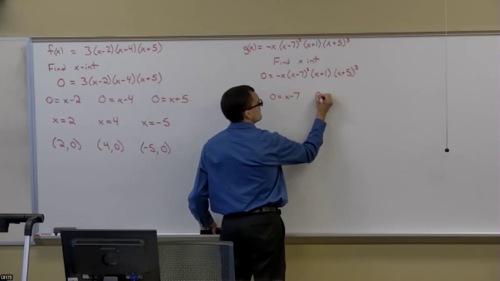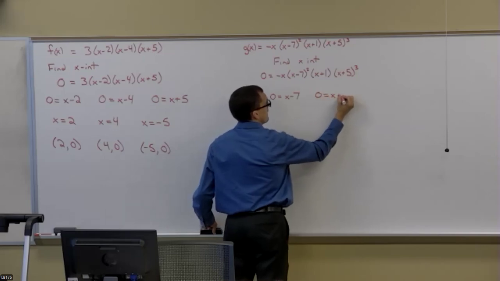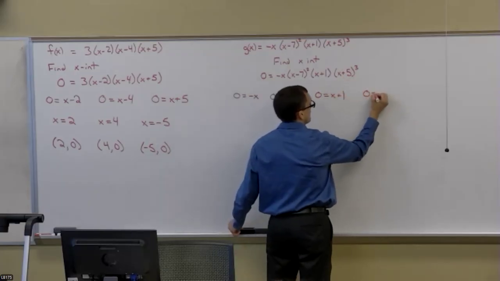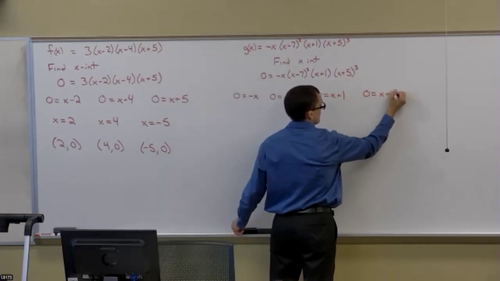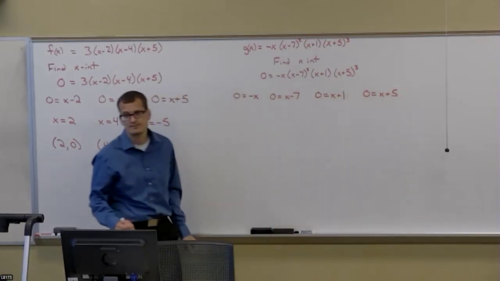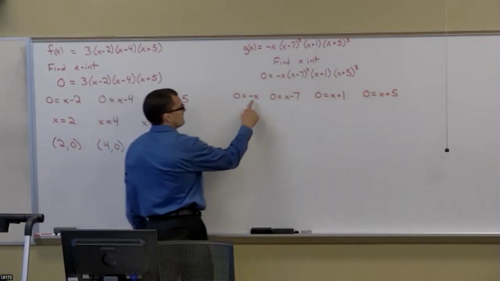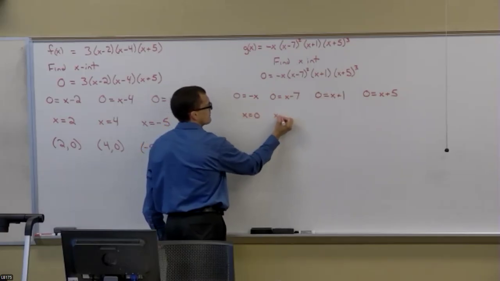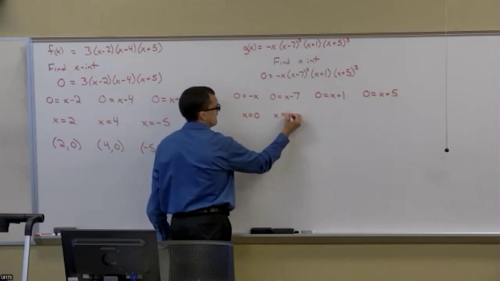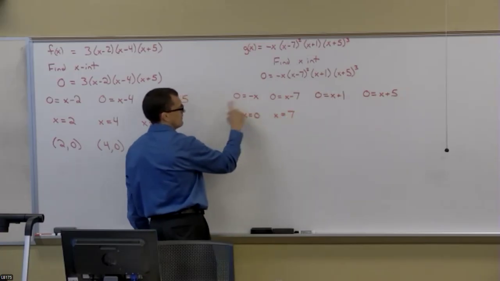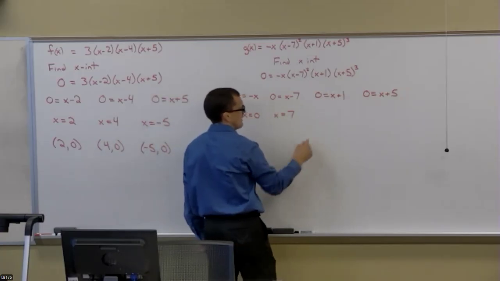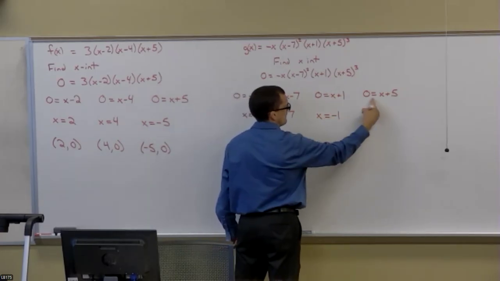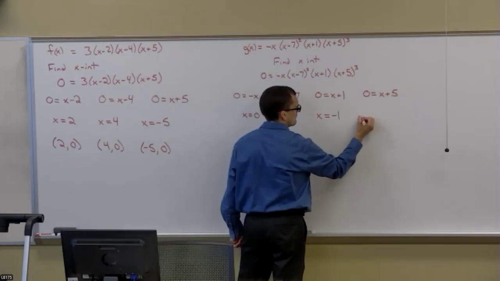x plus 1 is set equal to 0. And then again, I have 3 factors of x plus 5. I can just set x plus 5 equal to 0 once. This tells me x is equal to 0. This can happen when x is equal to 7. Again, divide by -1, add 7 to both sides, subtract 1 from both sides, and then subtract 5 from both sides.